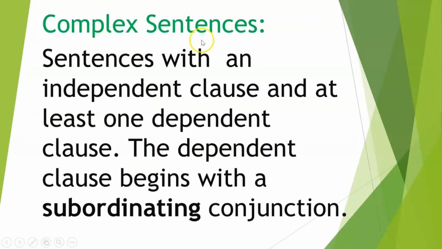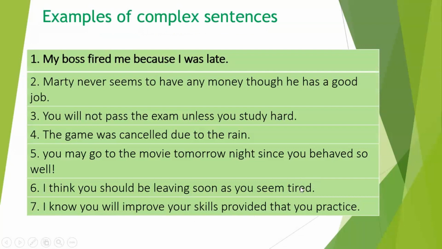Complex sentences will have something called a subordinating conjunction. Okay, so let's take a look at 7 of these. These are what we call complex sentences. My boss fired me because I was late.